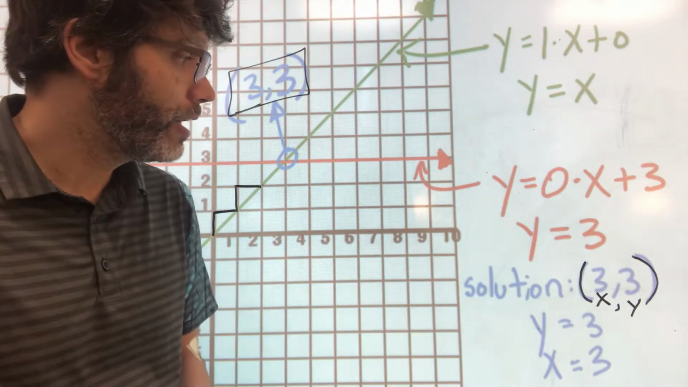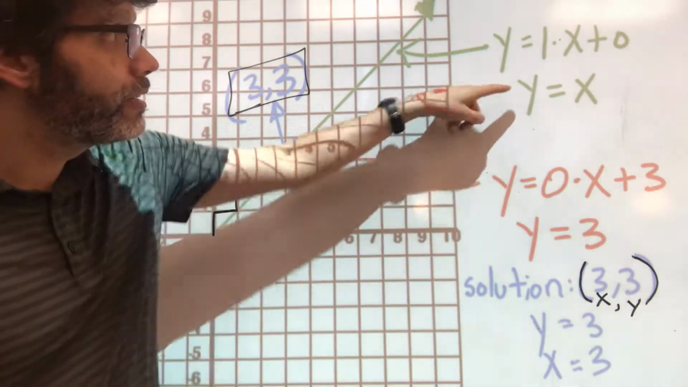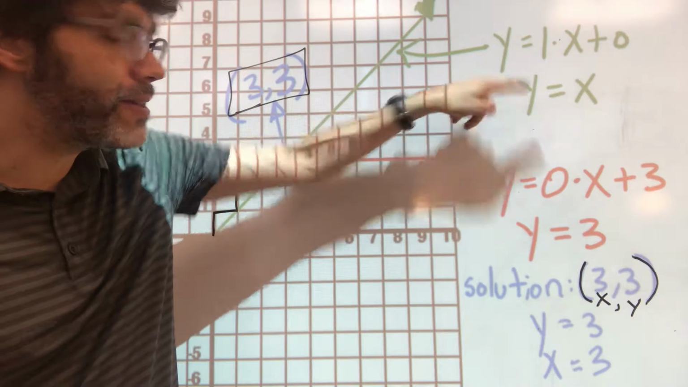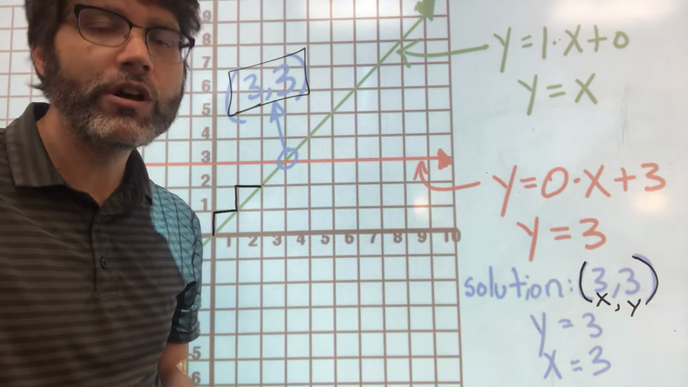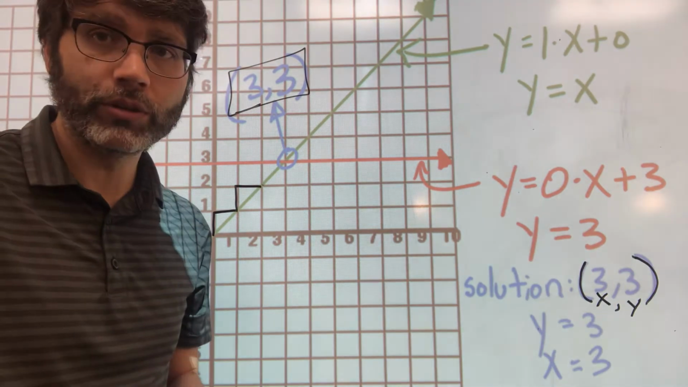And so that's how you would do this graphing situation with some equations that may look a little odd to you, but at the end of the day, we should be able to see that they're perfectly normal equations.